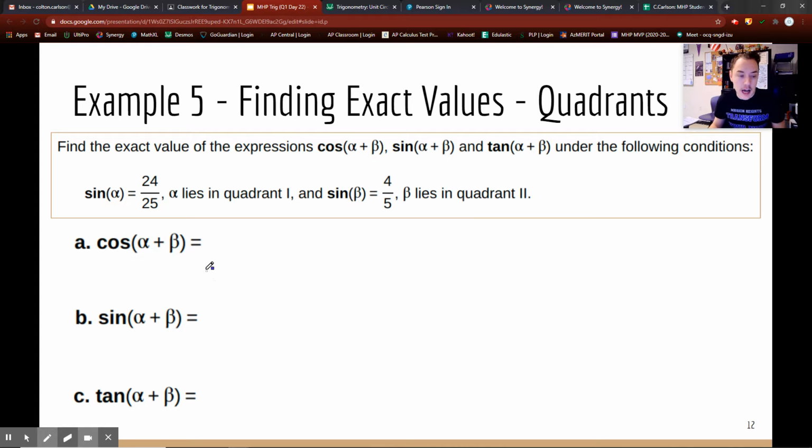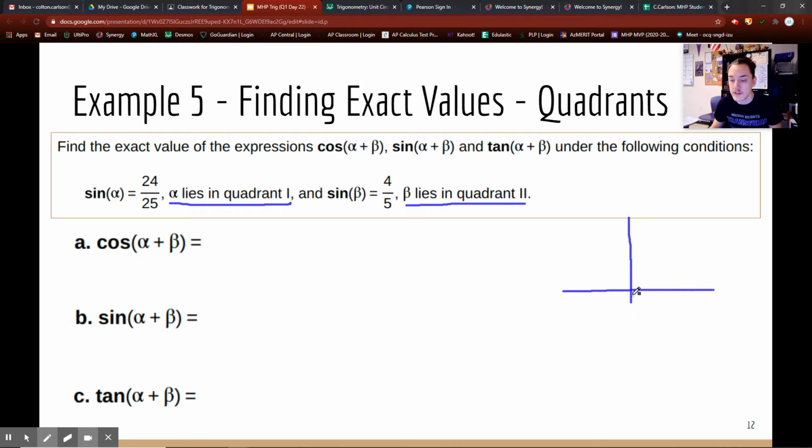Well, I look at what they're giving me, and they're giving me sine of alpha is 24 over 25, and they say quadrant 1 is where alpha lies. Now, sine of beta is 4 over 5, and that's lying in quadrant 2. So what's happening here? My very first step, before you do anything, is to develop your first and second quadrant. I'm given quadrant 2, I'm given quadrant 1, so let's go over here and actually develop quadrants 1 and 2.